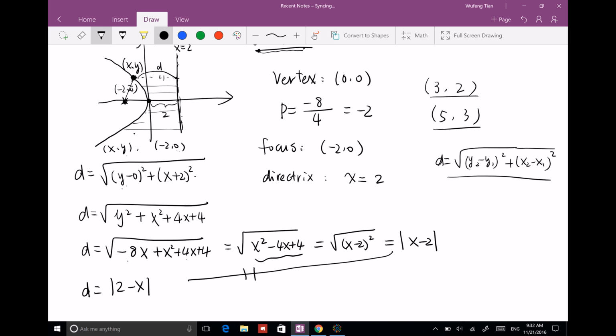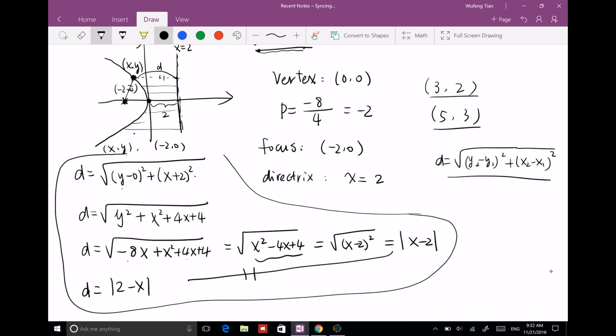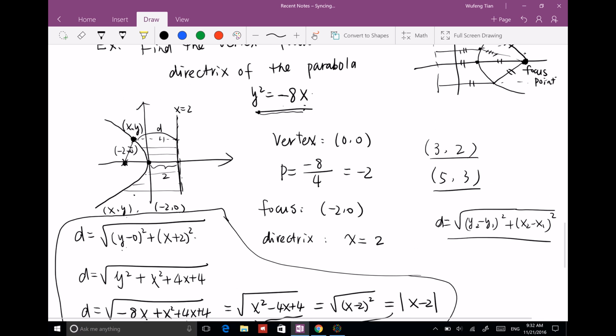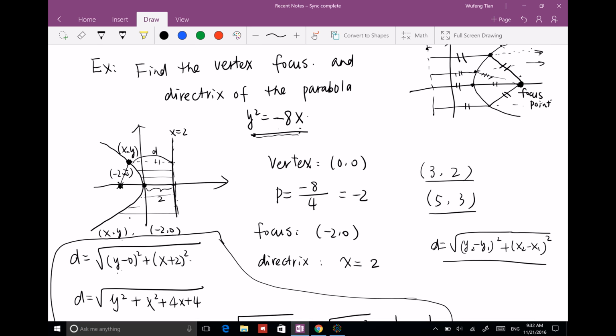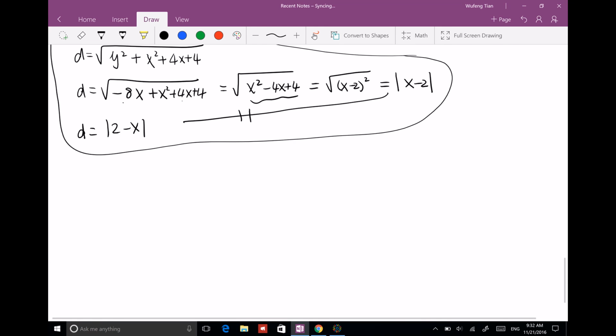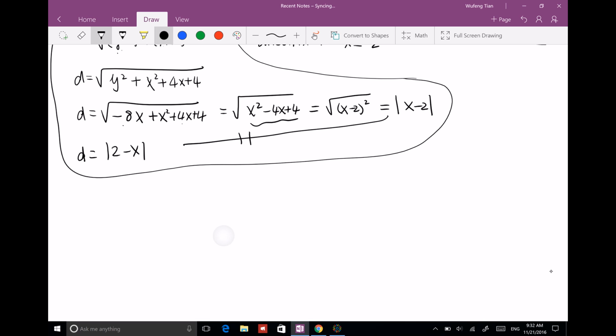All right. So next, you don't have to prove this, but I just want to let you know this property of the parabola. This is a very important property of parabola. But you need to know, for the mathematics, you have to know the vertex, focus point, directrix. You should be able to find those. Let's look at another example.